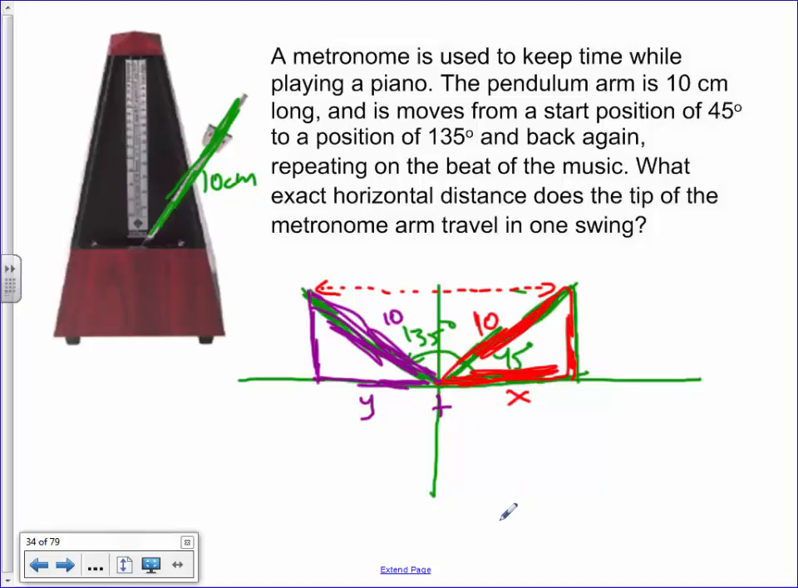Does that make sense? What's the angle sitting in this little triangle here, though? It is 45, yeah. Why is it 45?